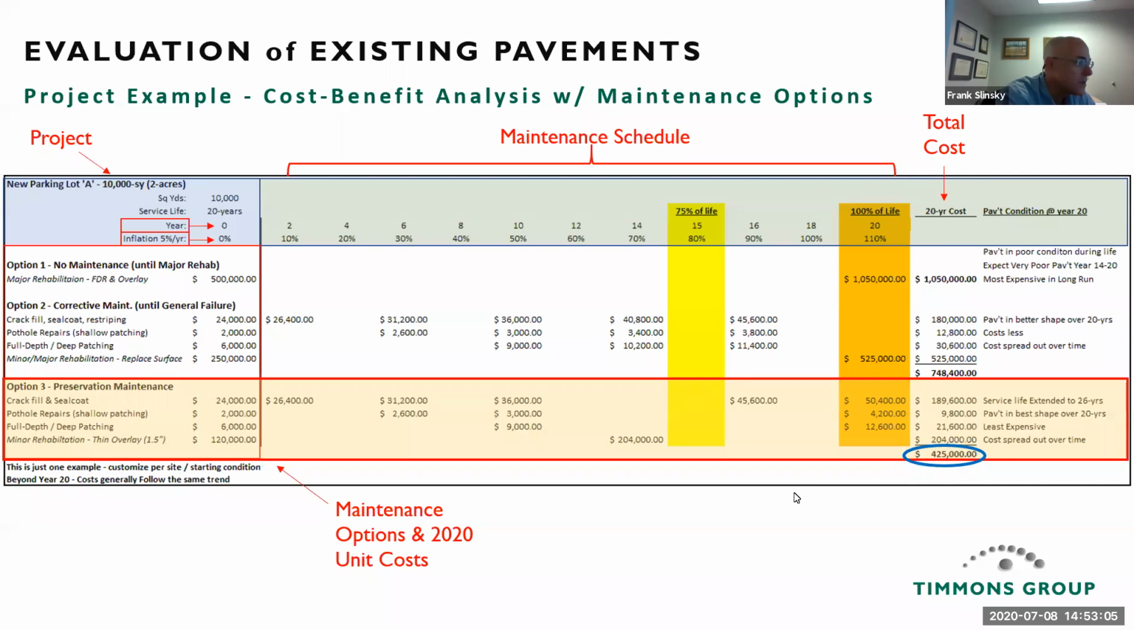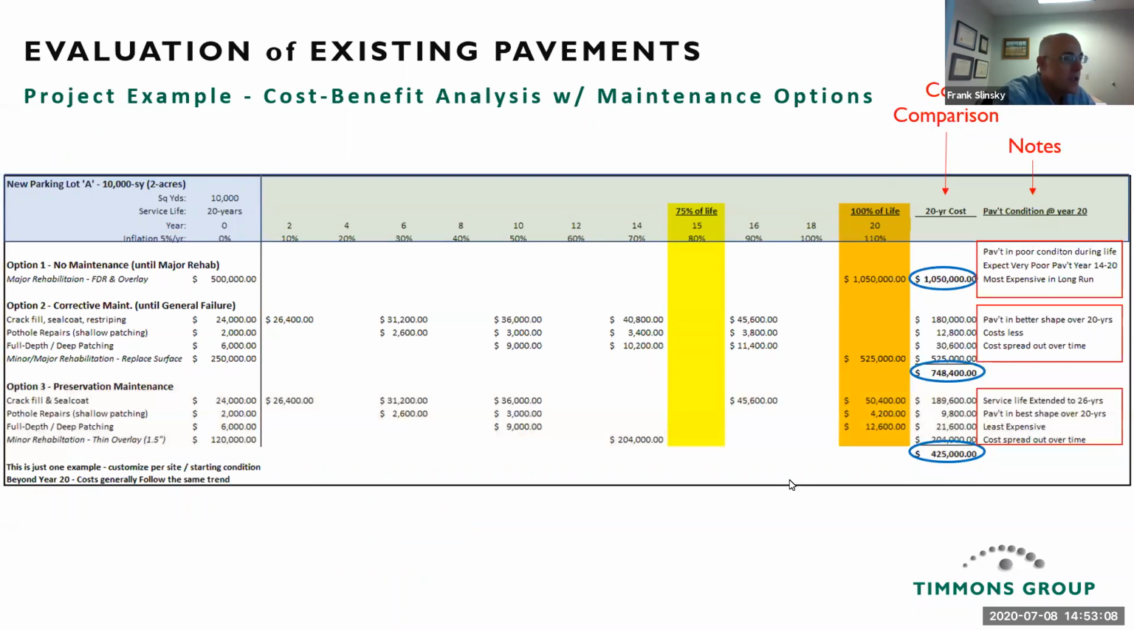So considerably less money. So comparing the 3, $1 million, $750,000, or $425,000. In the notes section is also important. So we talk about the pavement condition at year 20. So for option 1, it not only costs the most, but the pavement is in poor condition during its life. Expect very poor pavements from year 14 to 20, and it's most expensive in the long run.